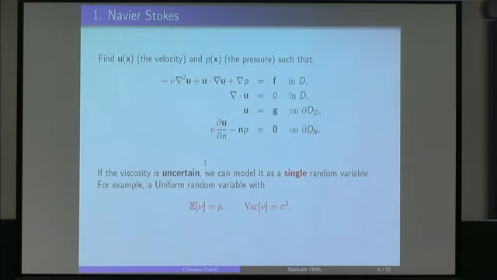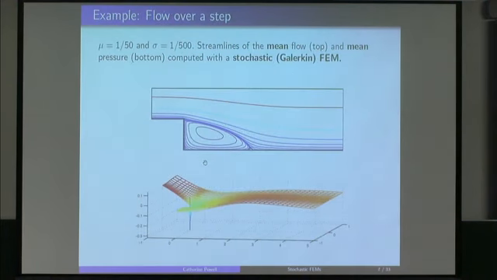Okay, so the solution to this problem is now dependent on this random variable, this parameter. So the solution, the velocity and the pressure, is also uncertain as well. It's a function of that parameter. So I can write computer code. What I'm going to apply is a stochastic finite element method. And out of my computer code, I can get information like this. So I'm going to propagate the uncertainty in the viscosity through my PDE model and estimate statistical quantities of interest about the velocity and the pressure.